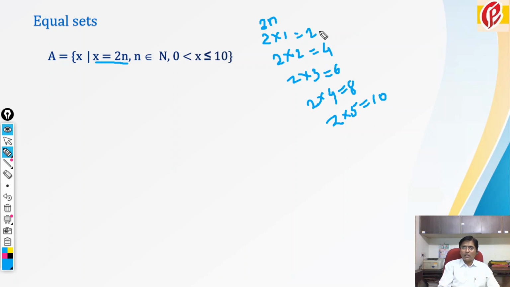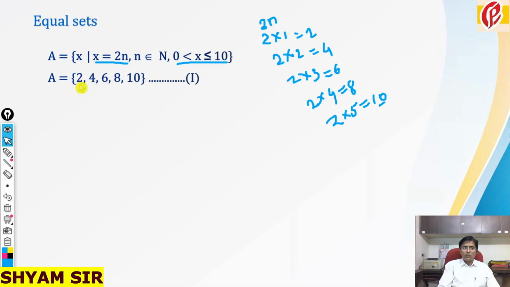So these all are the values of x. And here, this is the condition: x is between 0 and 10 and equal to 10. Now these are the values between 0 and 10: 2, 4, 6, 8. And x is equal to 10, means this 10. So we get the elements of set A, and the elements are 2, 4, 6, 8, 10. So A is equal to {2, 4, 6, 8, 10}.